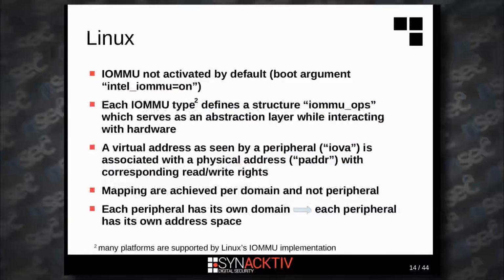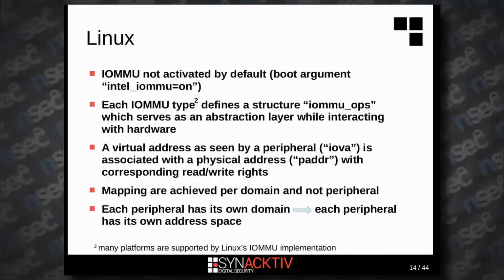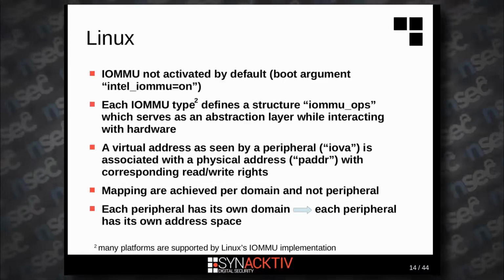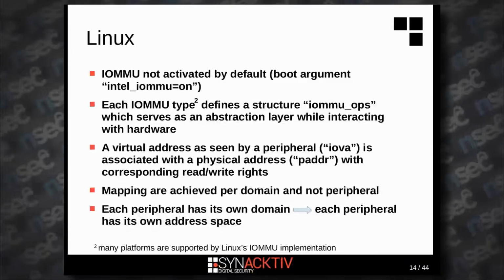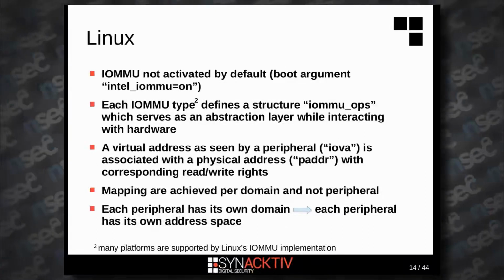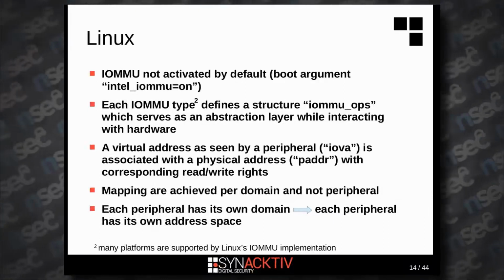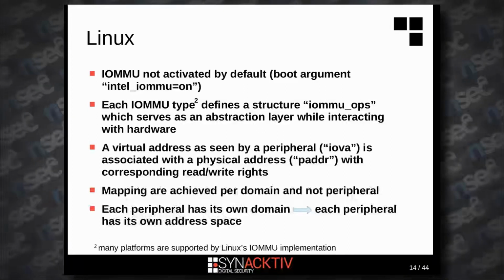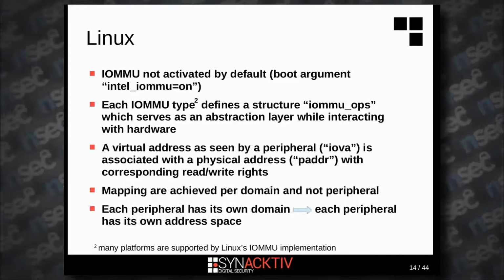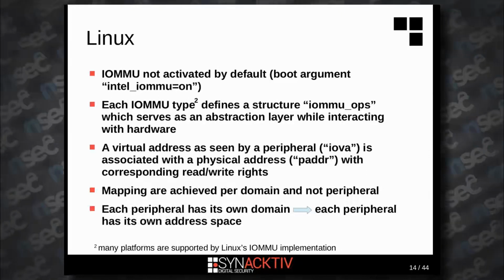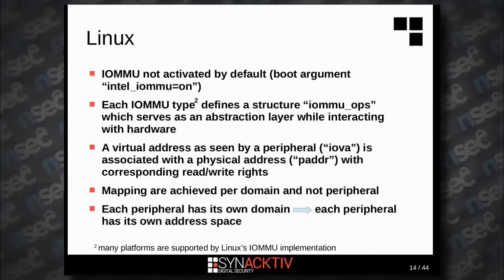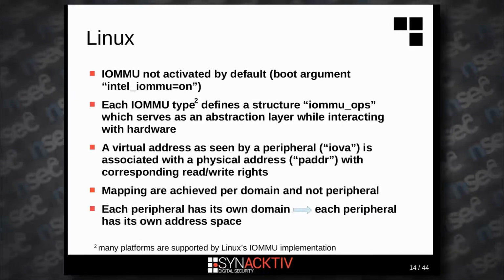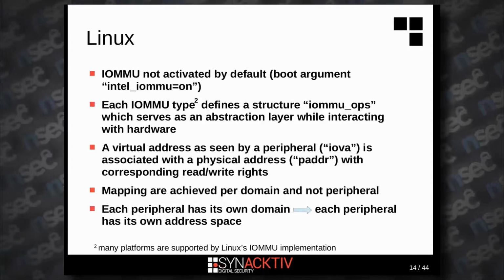Now let's talk about the Linux IOMMU implementation. On Linux, the IOMMU is not activated by default. You can change this with special boot arguments, such as intel_iommu=on, but it's not on by default. And by the way, there is also an AMD IOMMU, but this talk is on Intel. Each IOMMU type defines an IOMMU OPS structure, which serves as an abstraction layer while interacting with the hardware. We'll see this on the next slide.